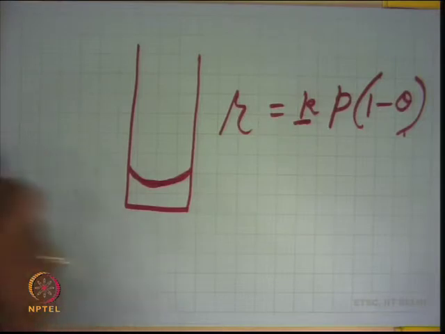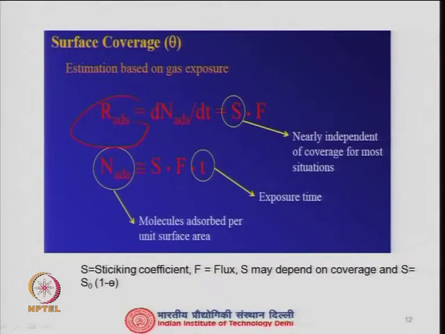The only thing is that the sticking coefficient S, which we have assumed here is almost independent for most of the cases, generally decreases with the surface coverage like this: S0(1 minus theta). And this flux F is proportional to the pressure, P upon the square root of 2 pi m k_B T, what we have seen last time in the flux calculation. So in general you calculate it like this.